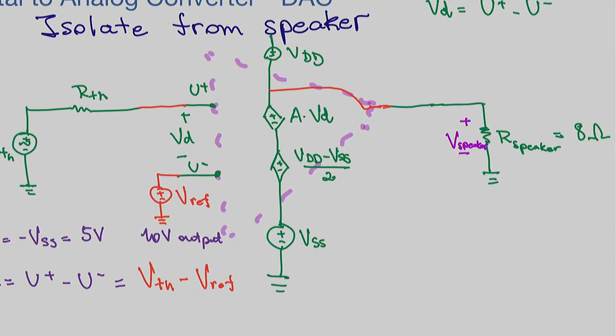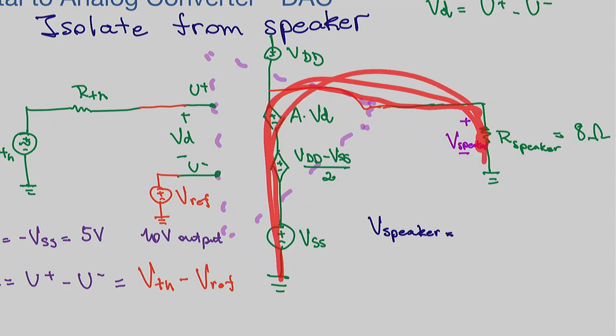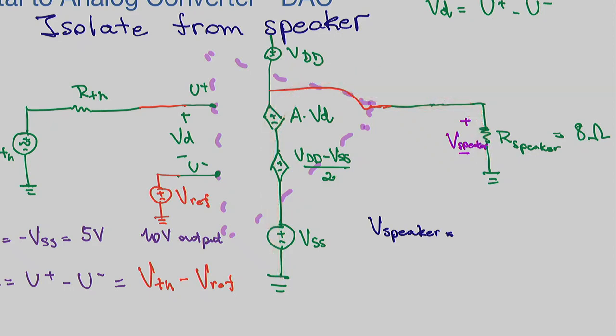Okay, now, question. What's V speaker in this case? Which was our quest here. We wanted to find out what V speaker was. So how do we find out V speaker? Which tool do we use? To find out V speaker, we want to be looking at this circuit. We know that V speaker is right here. So if we look at the loop that V speaker is connected to, what can we do here?